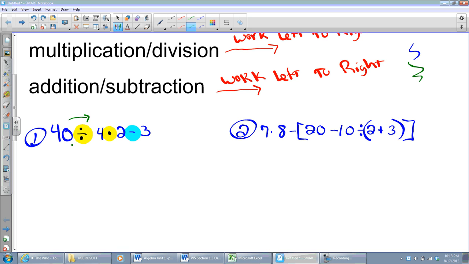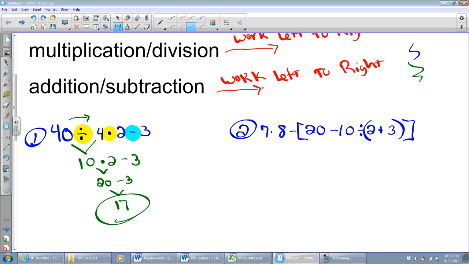I'm going to work left to right. So my first step is going to be to do 40 divided by 4, which is 10. Bring down the rest of the problem, like Bradley liked to say. And then I'm going to do 10 times 2 because multiplication comes before subtraction in the order of operations. This will get me 20 minus 3, and that'll be 17. And that problem is done correctly. I identified my operations, and then I followed the order of operations to get the right answer.